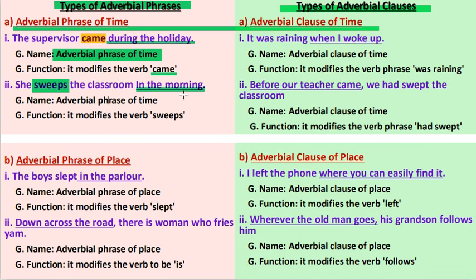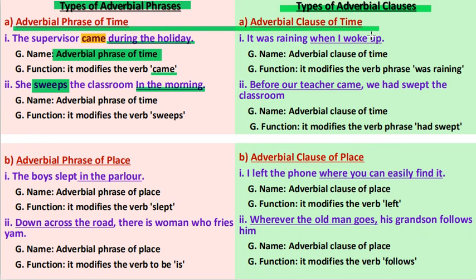Let's come to the clause, adverbial clause of time. This clause tells us when the verb is performed. That's why we call it of time. It is usually introduced by words like when, whenever, while, till, until, as soon as, since, before, and maybe after. The first example there, it was raining when I woke up.